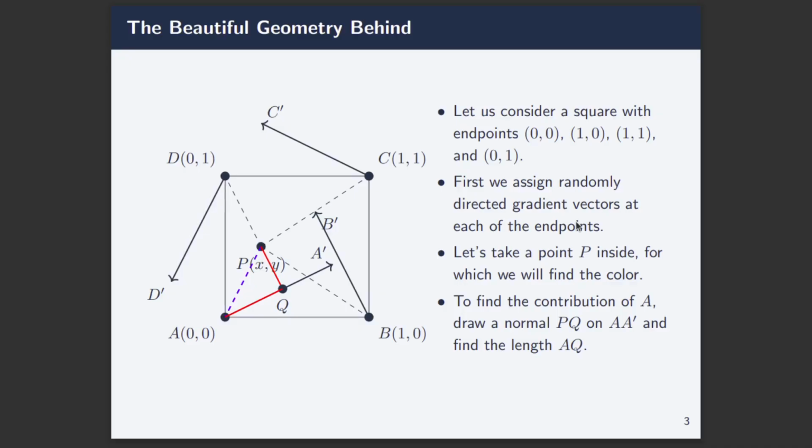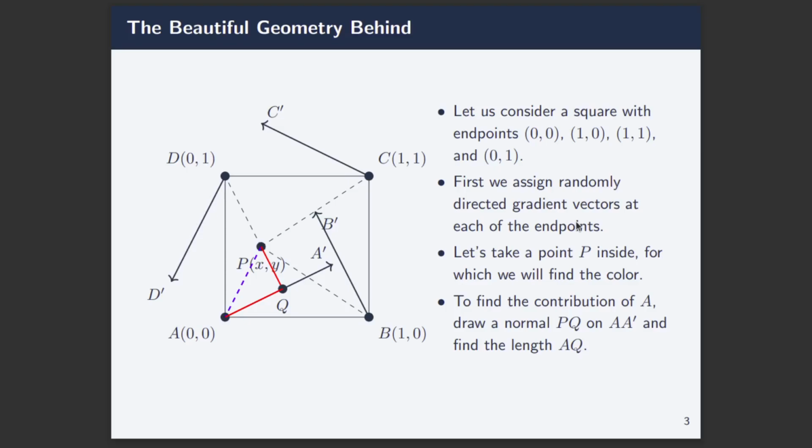First of all, let's take A. So we need to find the contribution of A on the color of P. Now it is defined that this contribution will be proportional to the projection of AP on the randomly generated gradient vector at A. So the gradient vector is A prime. For having the projection, we draw a normal from P, so the normal PQ on A prime, and the projection is AQ. So this length AQ is very important for us.